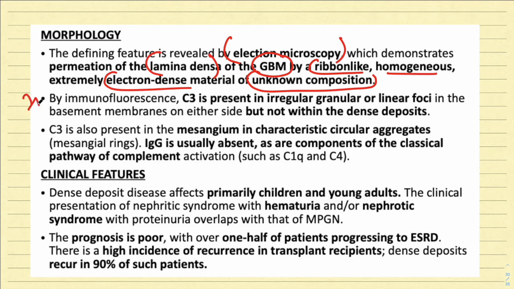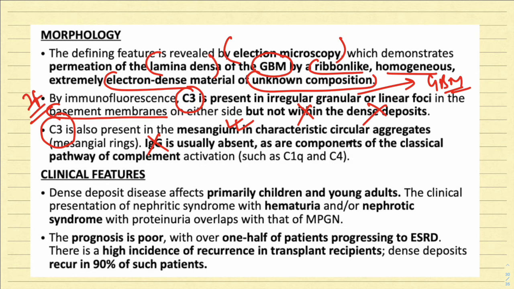By immunofluorescence, we can demonstrate the C3 deposition as a linear focus, but only in the glomerular basement membrane. So this is present only in the GBM. It is not present within the electron dense deposit. Very important point: C3 is also present within the mesangium. And remember, immunoglobulin is not present, it is absent.